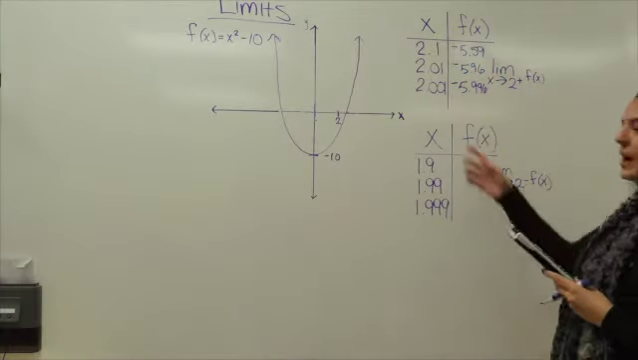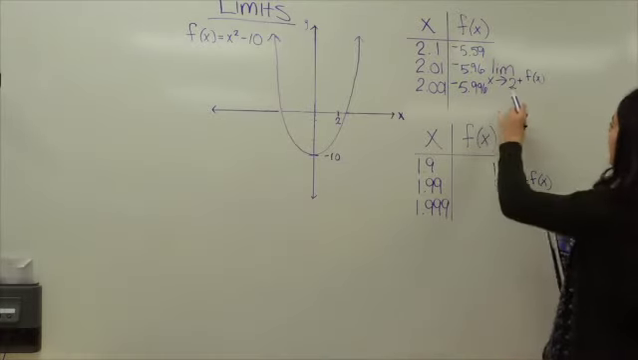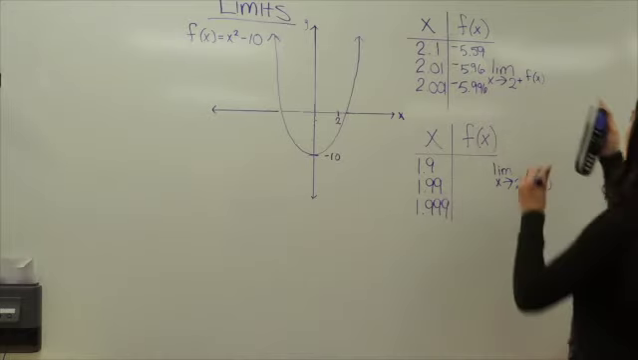So as you can see, as you add more and more zeros, you're going to be getting closer and closer to negative 6. So the limit as x approaches 2 from the right is negative 6.